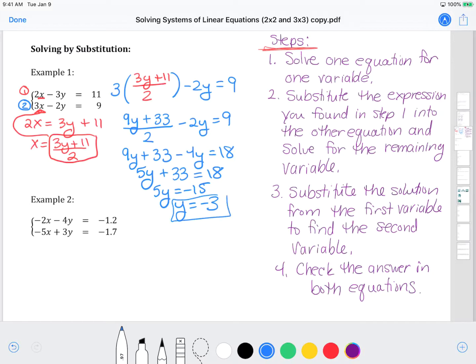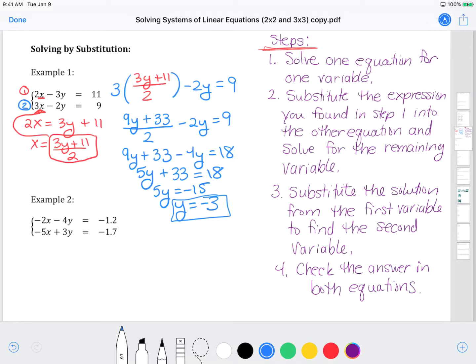So I found my value of y. So that was step 2. I substitute my expression back into the second equation to solve for the remaining variable. In this case, my remaining variable was y. In the third step, it says now substitute the solution from the first variable that you found to find the second variable. So now we're going to take the y and plug it back in to find x.